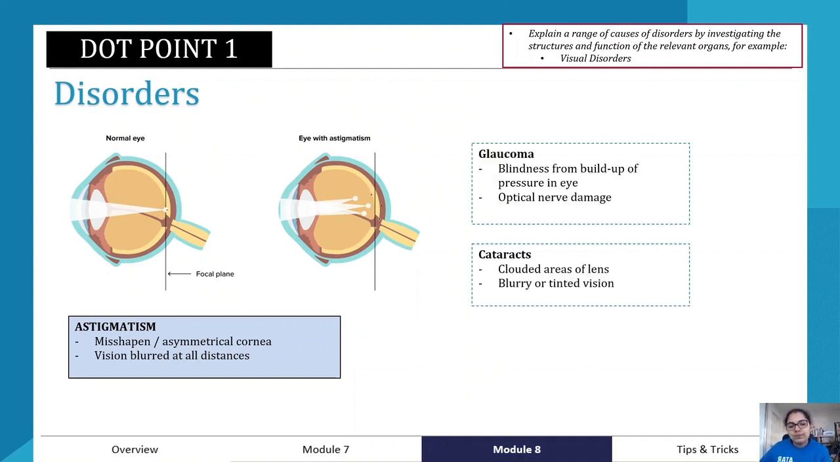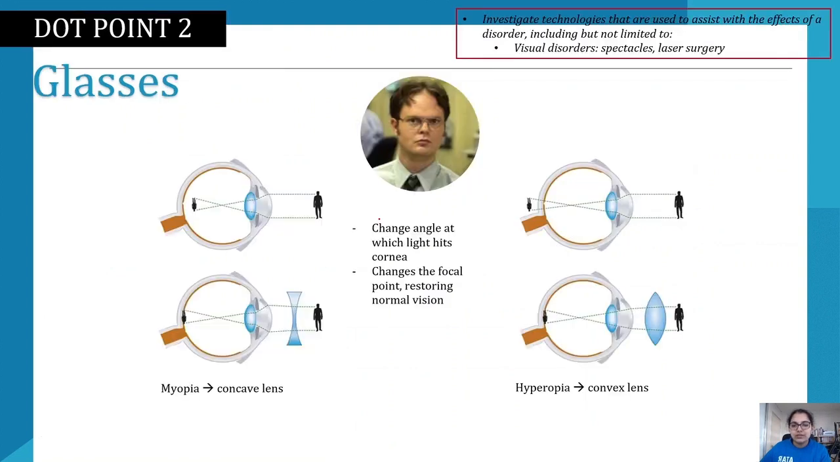Others include glaucoma, which is blindness from a buildup of pressure in the eye, and that can also cause optic nerve damage, and cataracts, which are clouded areas of the lens, causing blurred or tinted vision. So this is where we use glasses to assist us. We change the angles at which light hits the cornea, and glasses also change the focal point, restoring normal vision.